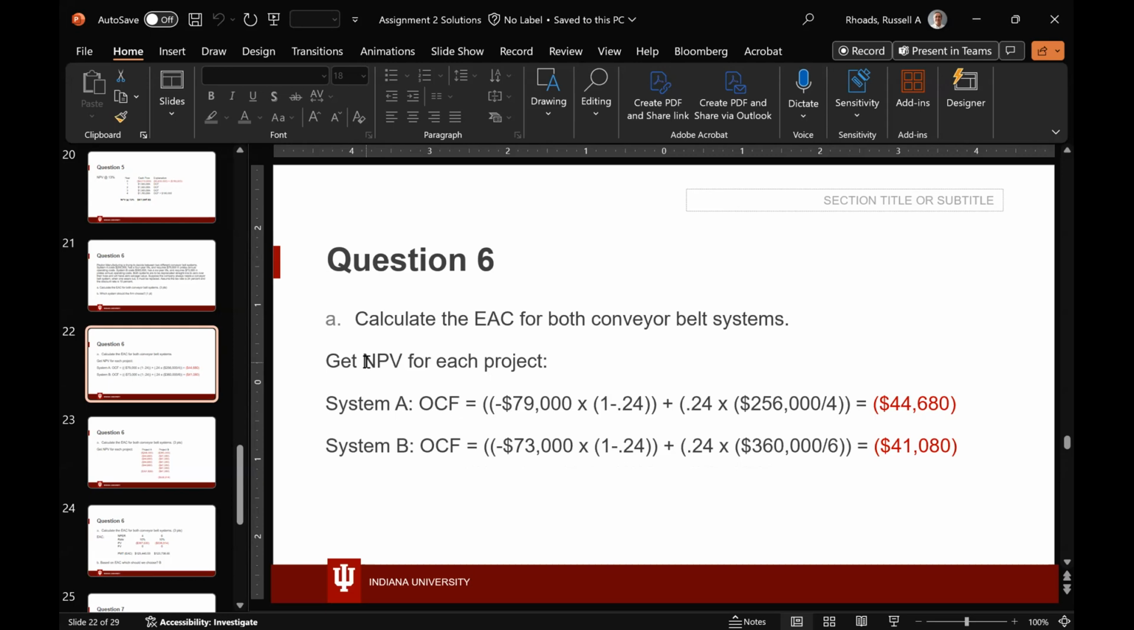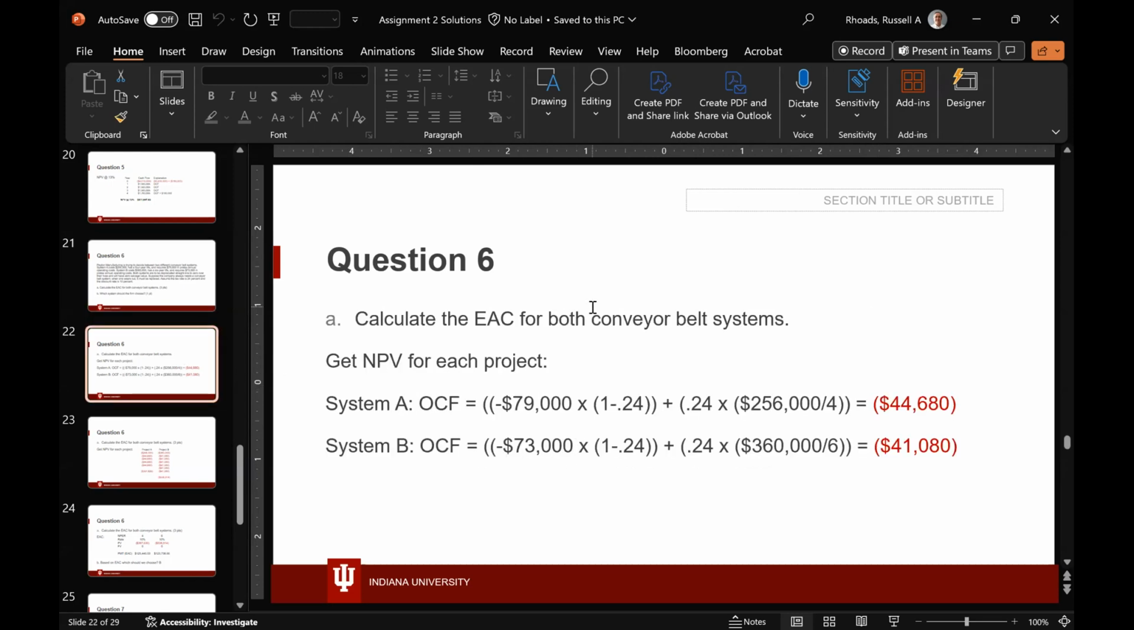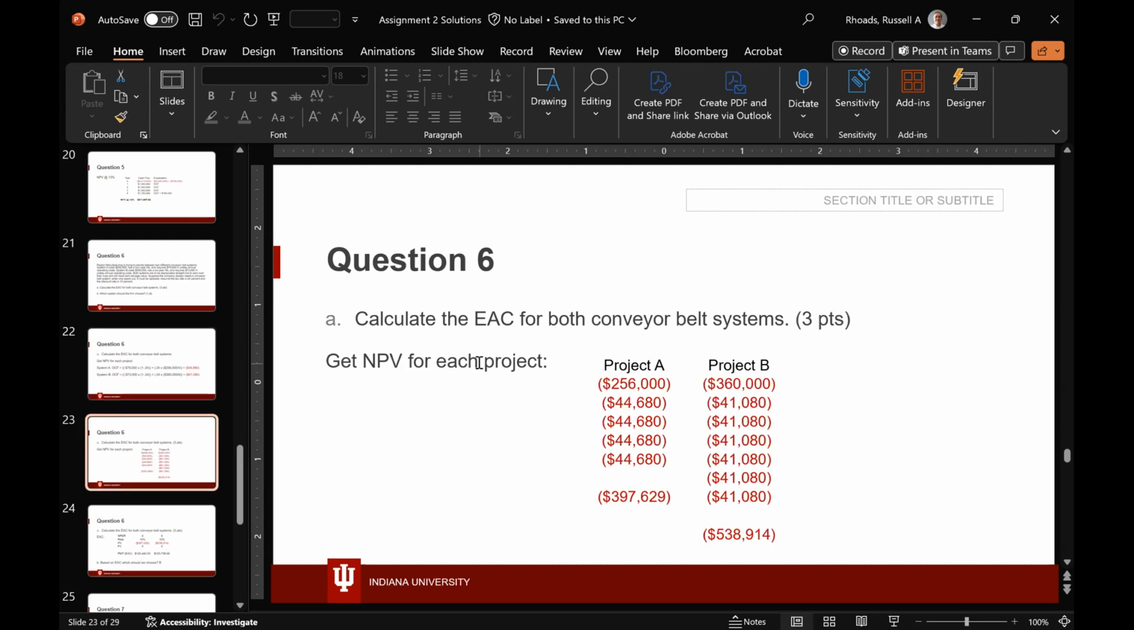This is the operating cash flow per year for each project. We had 79,000 and 73,000 in operating costs. This is the tax shield approach to figuring out operating cash flow, I believe. So we can figure out the annual OCF for each of them, but the annual OCF is not useful because one's 4 years and one's 6 years. So then we get the net present value for each project, this number up front, this number up front, using the NPV formula. So that's what went into your net present value, the 538 and the 397.